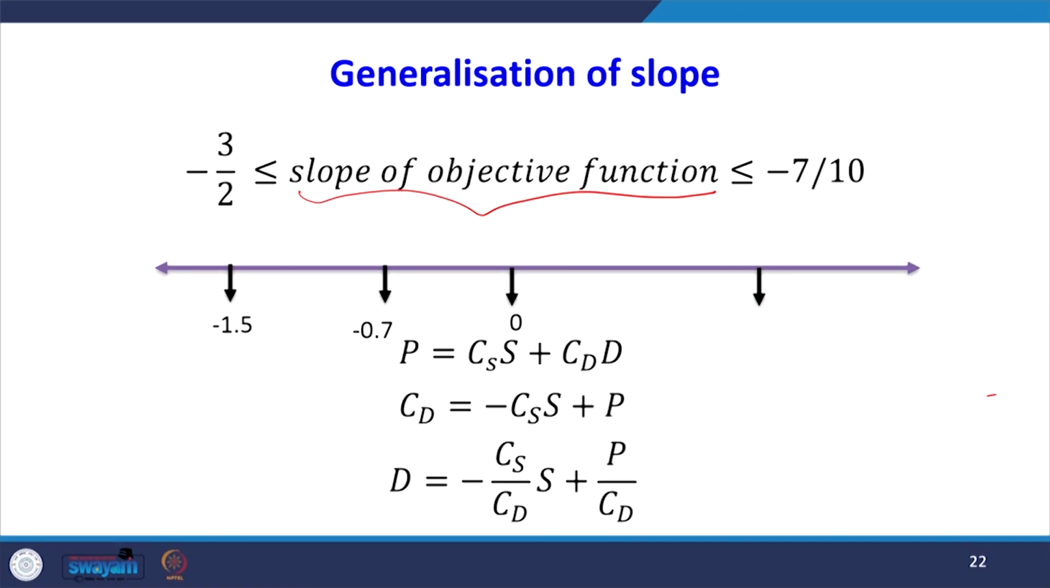Now, I am going to write our objective function in the generic form. So, P equal to CS S plus CD D. CS means coefficient of standard bag, CD means coefficient of deluxe bag. When I simplify, CD D equal to minus CS S plus P, whole divided by CD. So, if I further simplify, I get D equal to minus CS by CD S plus P by CD.